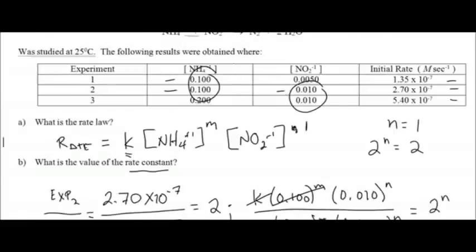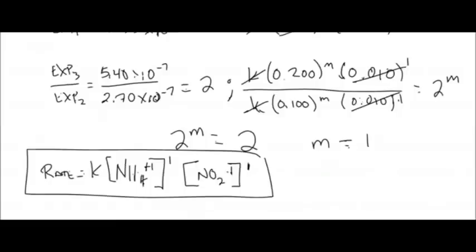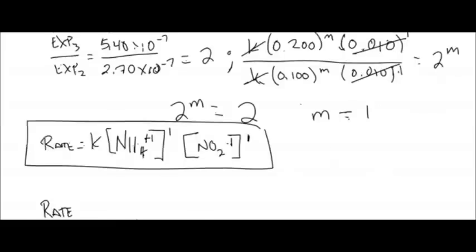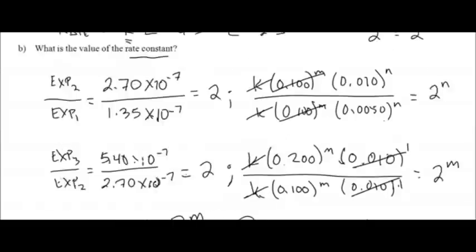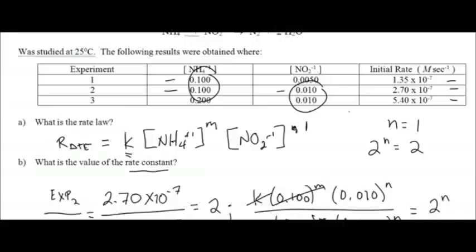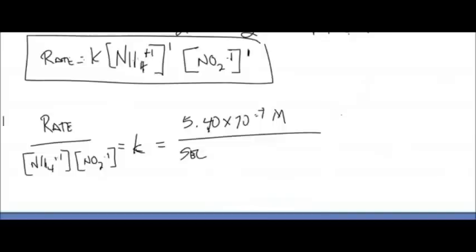So now what I do is I come back to my data and I pick one. It doesn't matter which experiment or which trial you pick, just as long as you're consistent. So if you want to pick experiment 3, I don't care. We want to put the rate, which is 5.4 times 10 to the negative 7. And we do care about our units here, so it's molarity per second. And our concentration for the ammonium is 0.2, and the nitrite is 0.01.